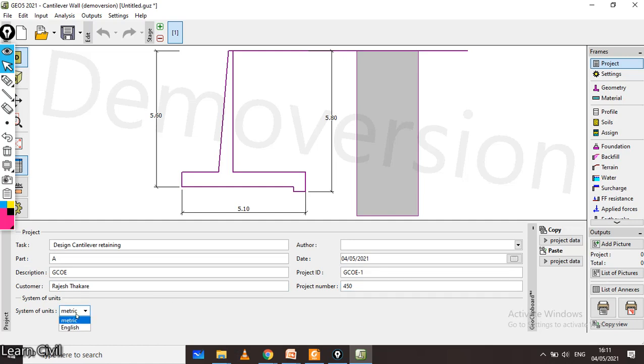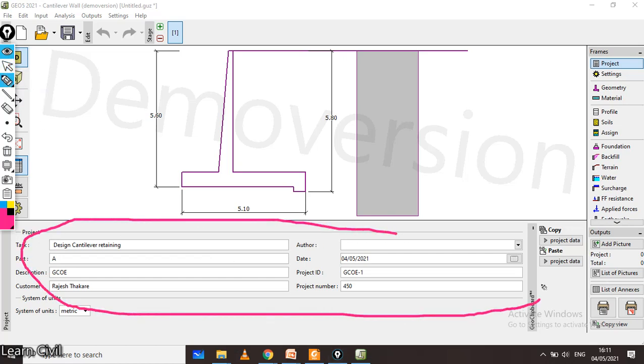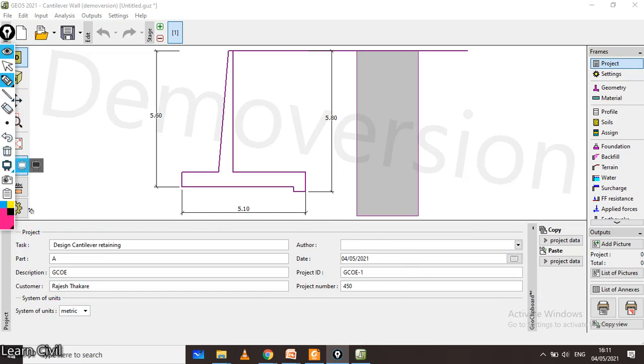You can select the units here, either metric unit or English unit. We will be selecting the metric unit. So in project, you can describe the details of your project. You can also provide the date and other things. The name of the project, description of the project, name of the customer or client, you can provide this particular information here.